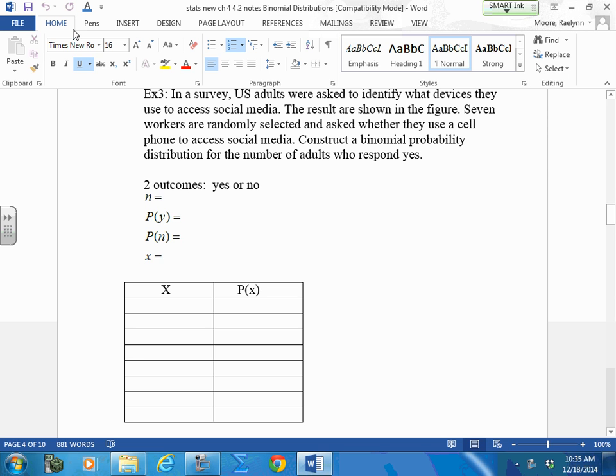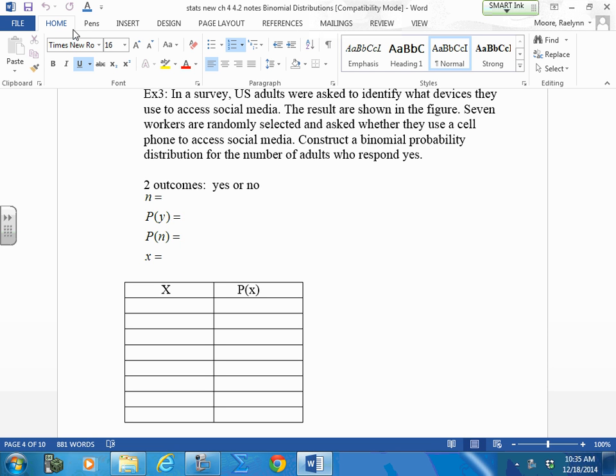Okay. In a survey, U.S. adults were asked to identify what devices they use to access social media. The results are shown in the figure. Now, look at the figure to the left. This is the results of their survey.